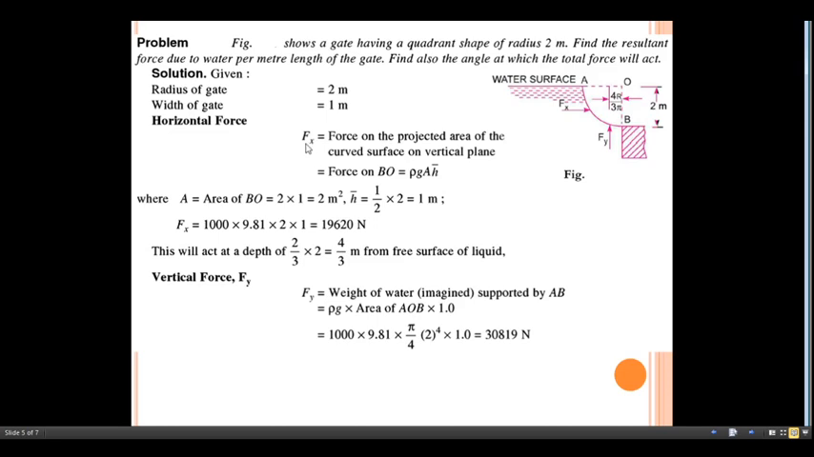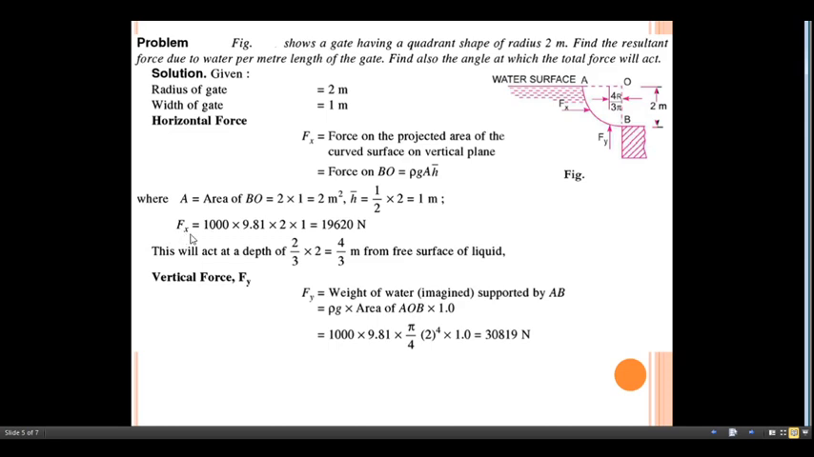Okay, so apart from this one, Fx indicates the force on the projected area of the curved surface on the vertical plane. So here is the vertical plane with us. On this the horizontal force is acting. So my target here is to get the values for this A and h bar. This A is nothing but the area of this BO, the vertical one, whose radius is 2 meter and width is given as 1 meter. So I can get the area as 2 meter square. What about this h bar? h bar is nothing but half of the total height, which is 2 meter. So we can get that as 1 meter.